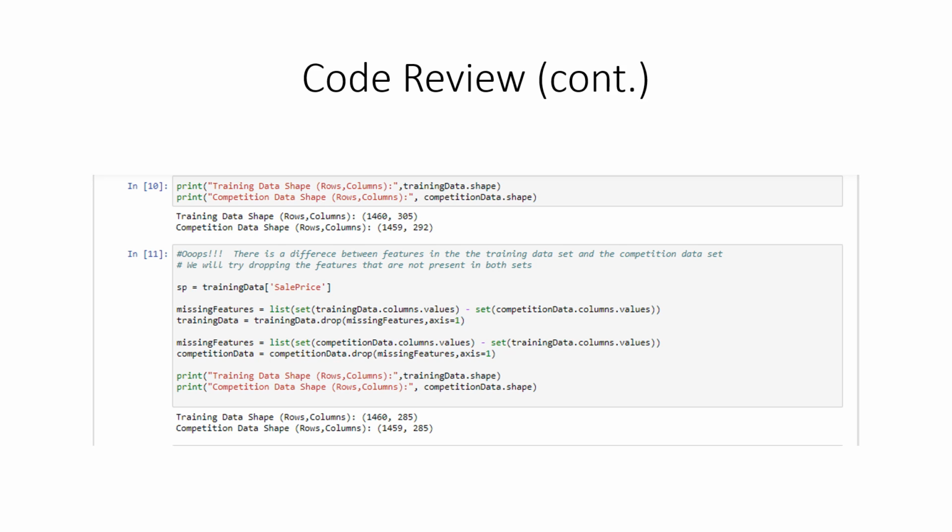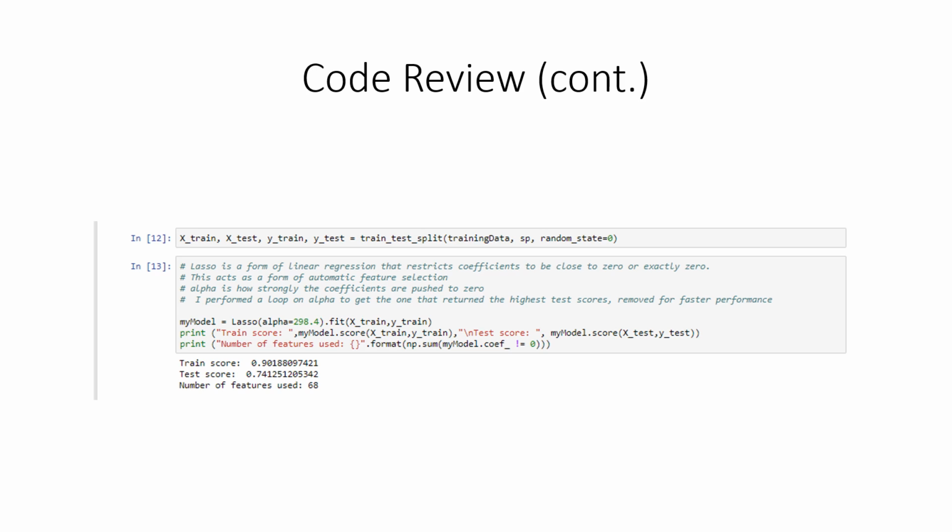There are various ways to do this, but what I chose to do was to just drop the features that are not present in both data sets. I will not go into too much detail on the code, you can review that, but we did some set math, determined which values were not present in both, and dropped the features from both data frames in order to make them exactly the same. And the result is that when we do our shape, we have 285 features in both data frames, the training data and the competition data.